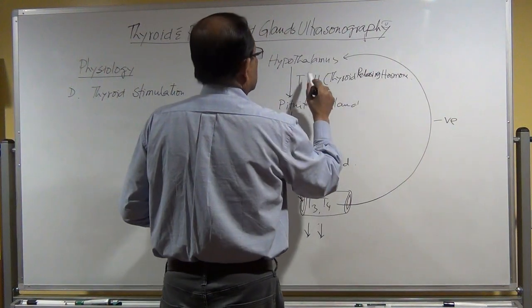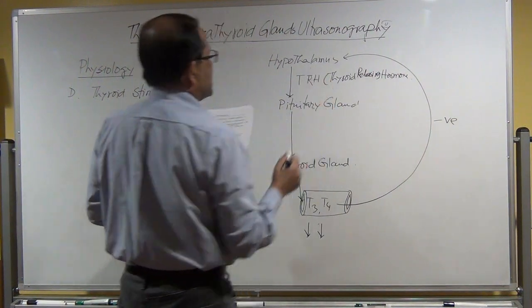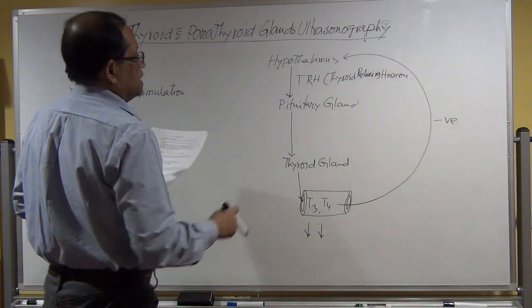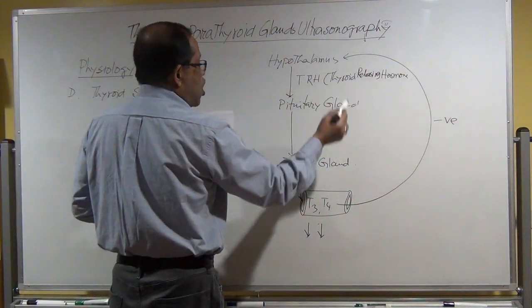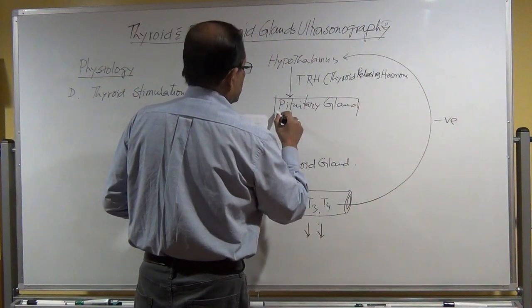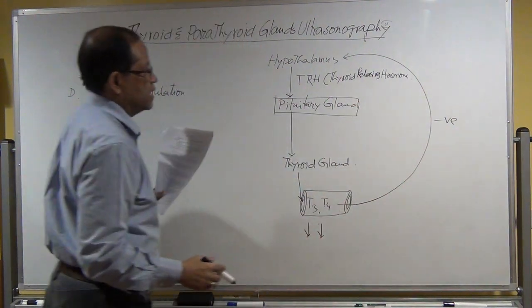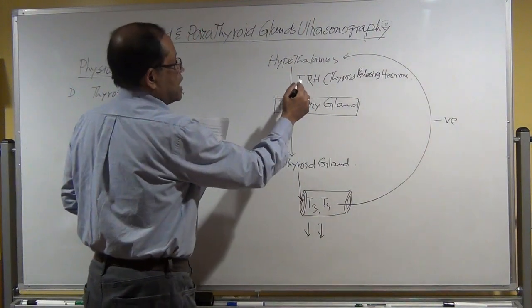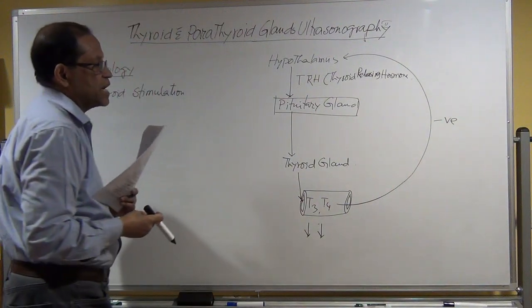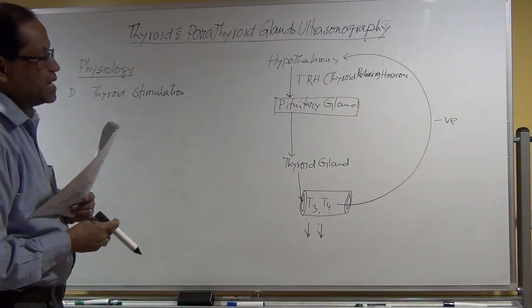Thyroid releasing hormone, TRH. This thyroid releasing hormone will be working on the pituitary gland. It will talk to the pituitary gland: pituitary gland, I have a message for you.